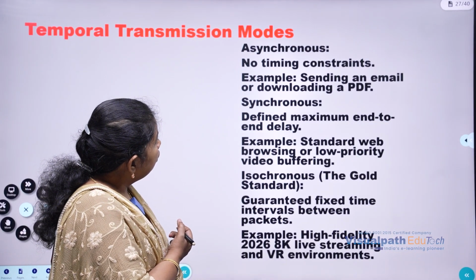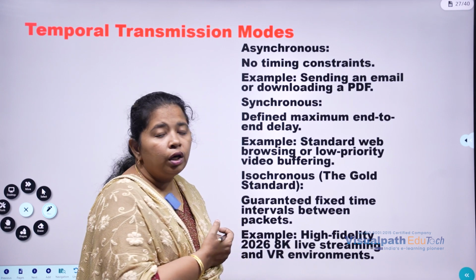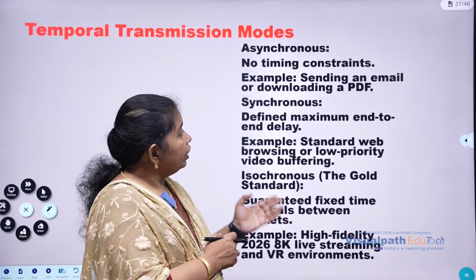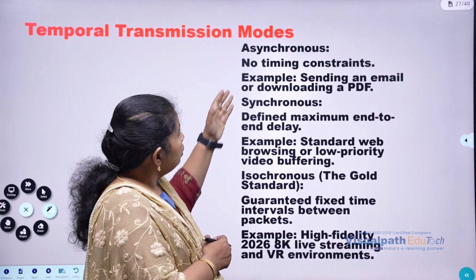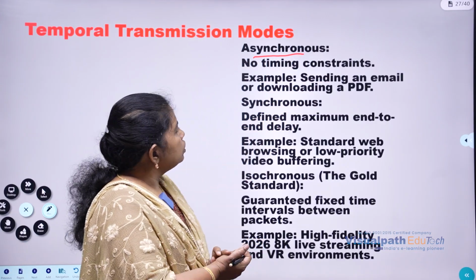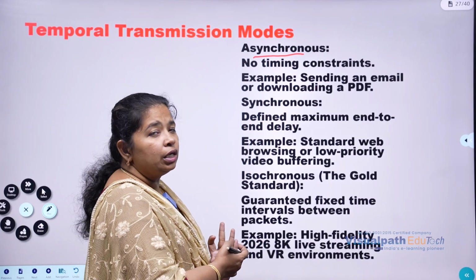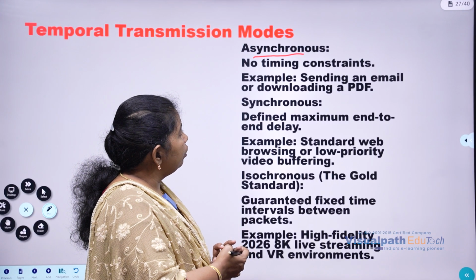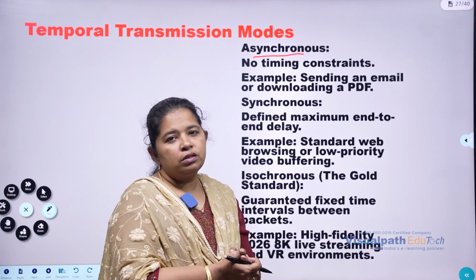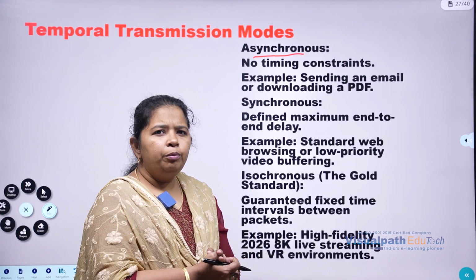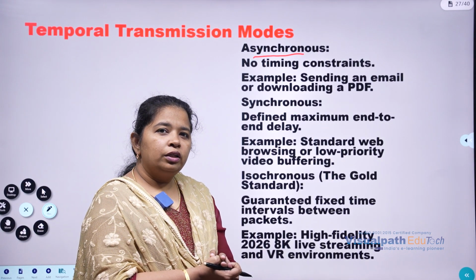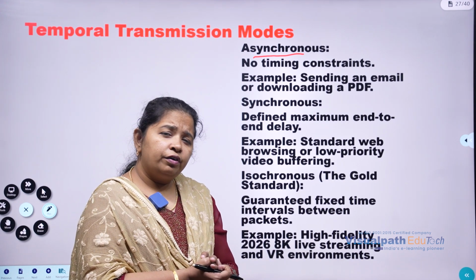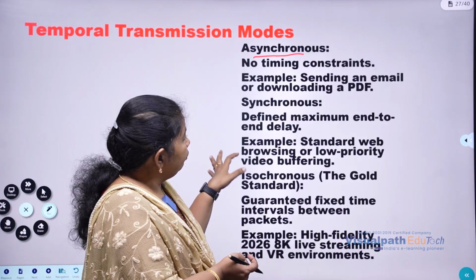Temporal transmission modes. So what is that? How we are transferring the data, doing the transaction from one place to another, right? We have some types of that. The first one is asynchronous mode. What is asynchronous? No timing constraint, which means there is no timing constraint. For example, sending an email or downloading a PDF. If you are sending an email, is there any fixed time to send it? No. A PDF, you can send at any time, no? Pictures, you will send to your friends at any time, no? So there is no timing constraint.